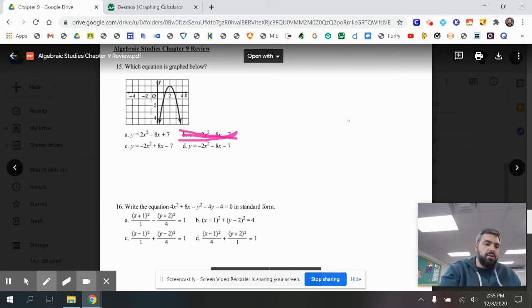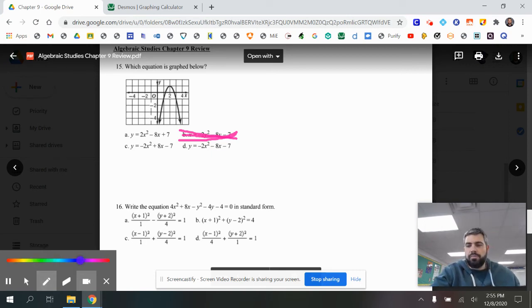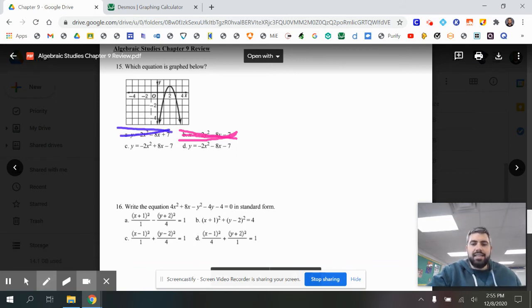There's another one I can get rid of too, if I remember the equations of parabolas, which is right there, it's going to be A, because that has an A value that's positive. So it would be opening up instead of opening down. So now it's basically a 50-50 shot. Is it C or is it D? So let's start by graphing C. If it's not that one, then it's going to be D. All right, so let's graph it.